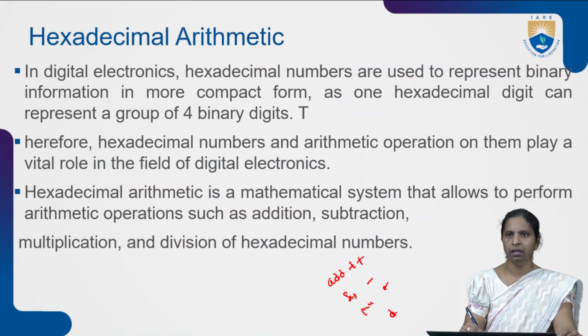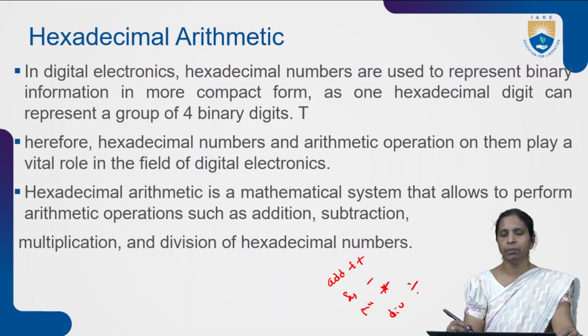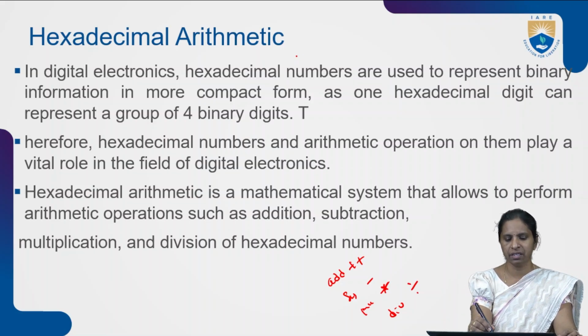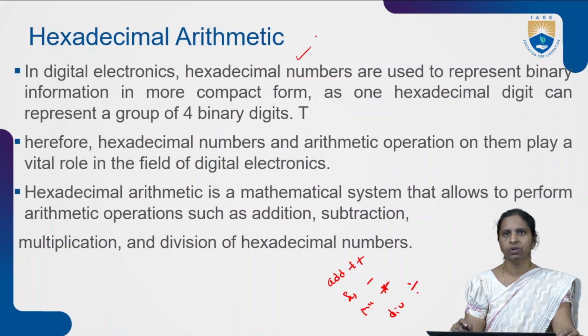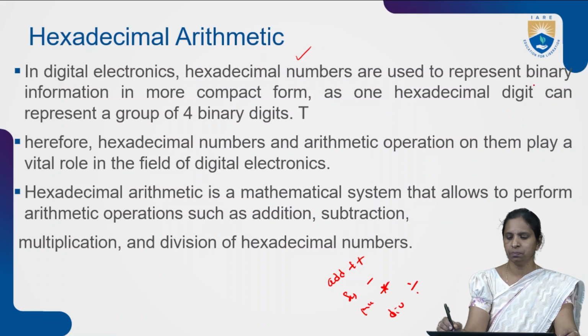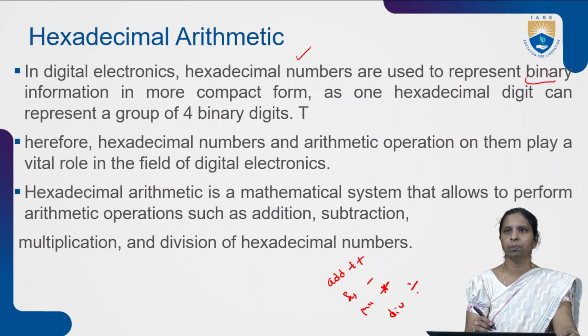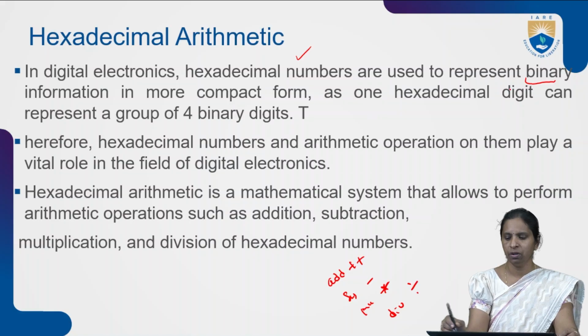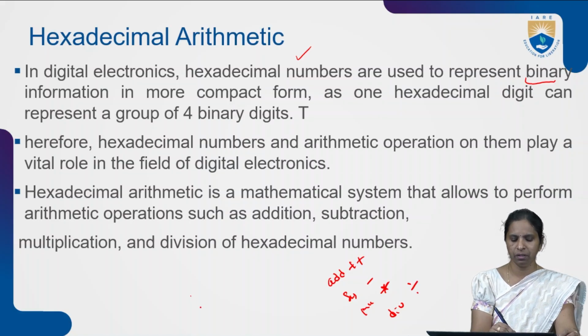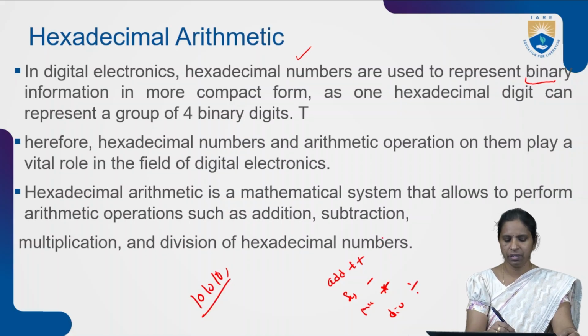multiplication and division. In the similar manner, we can perform the operations in the numbers which are present in the hexadecimal also. And moreover, in digital electronics, these hexadecimal numbers are used to represent binary information in the compact form. What is the reason? What is the binary form here? Ones and zeros. This is called as binary form. It is just only 2 digits, either 1 or 0.